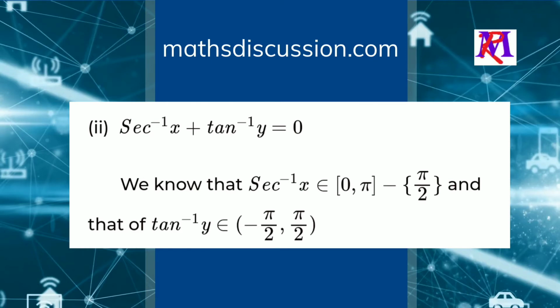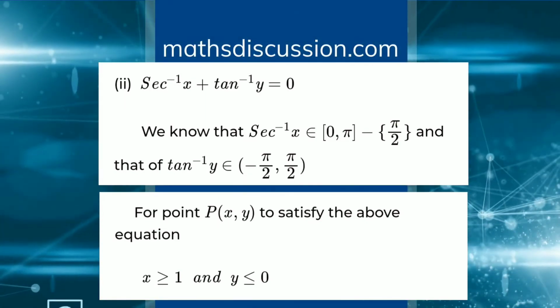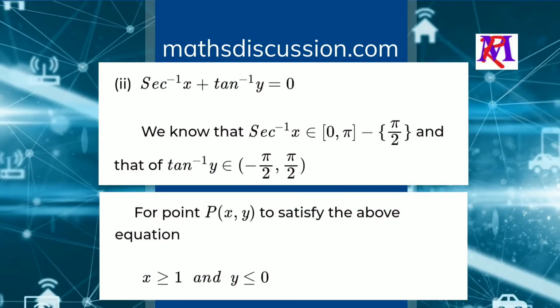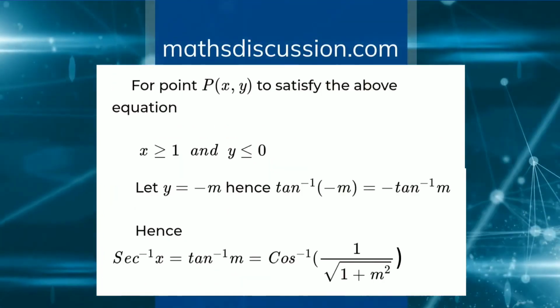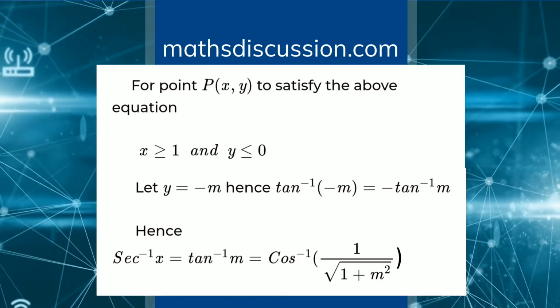Now, question 2 was, secant inverse of x plus tan inverse of y is equal to 0. We also know that the range of secant inverse is 0 to pi, except pi by 2, and that of tan inverse of y is open interval minus pi by 2 to pi by 2. For point P(x, y) to satisfy the above equation, x has to be greater than or equal to 1, whereas y has to be less than or equal to 0, such that the sum of secant inverse plus tan inverse becomes 0. Since y is negative, let us assume y is equal to minus m.